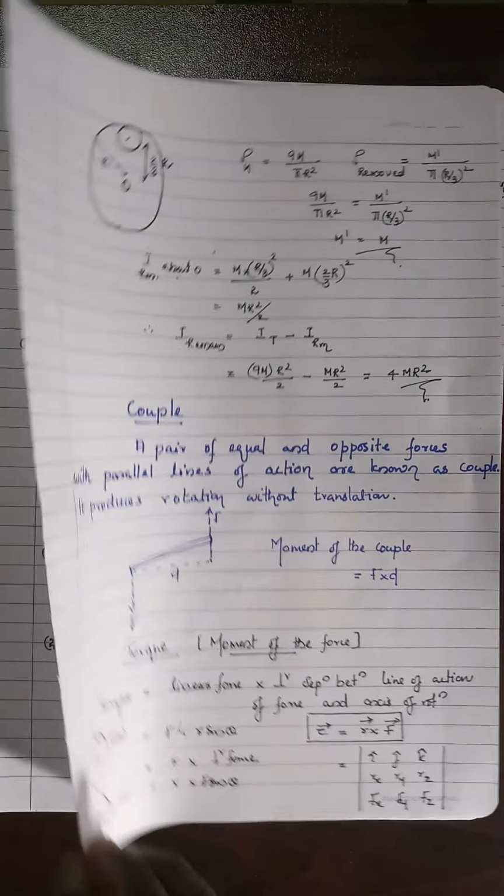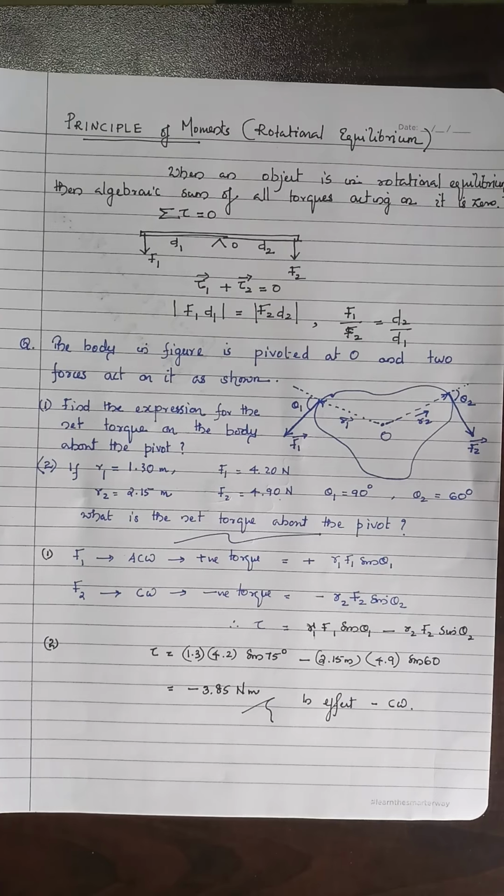Keep in mind the principle of moment, the rotational equilibrium. If sigma tau equals 0, then we can arrive at this condition. When the object is in rotational equilibrium, the algebraic sum of all the torques acting on it becomes 0. So F1 by F2 takes the value d2 by d1.